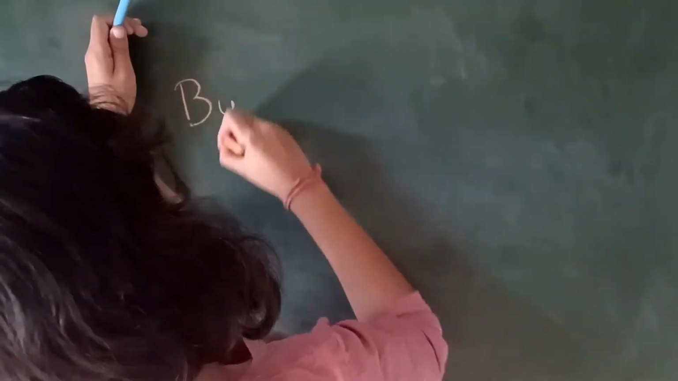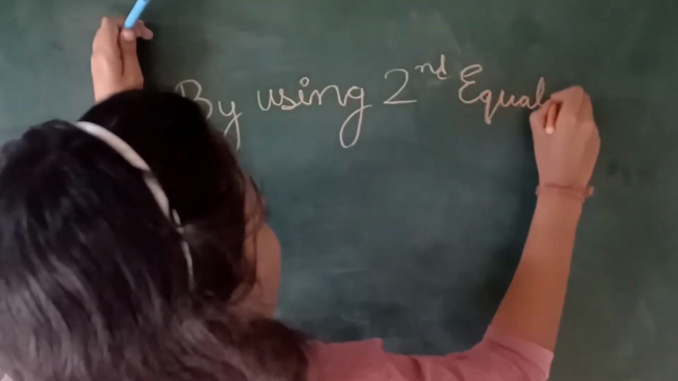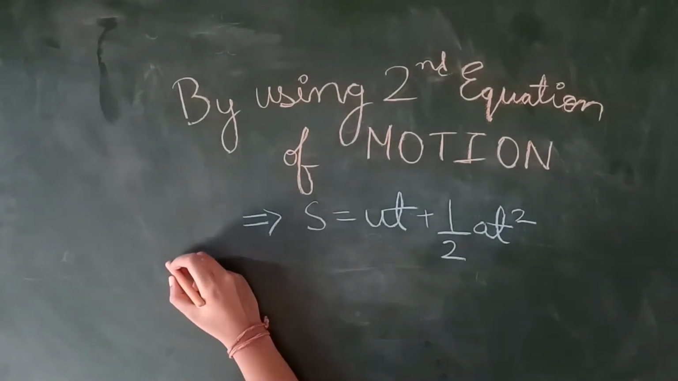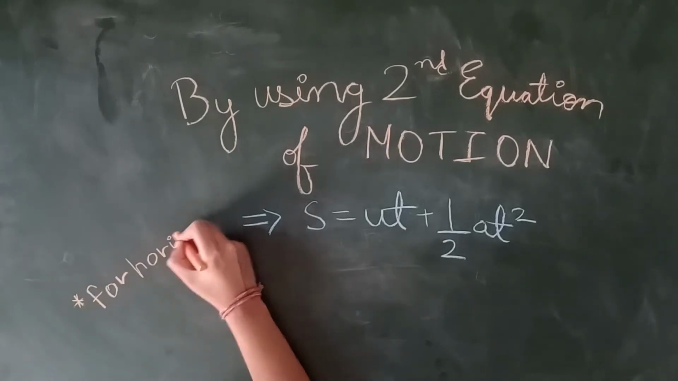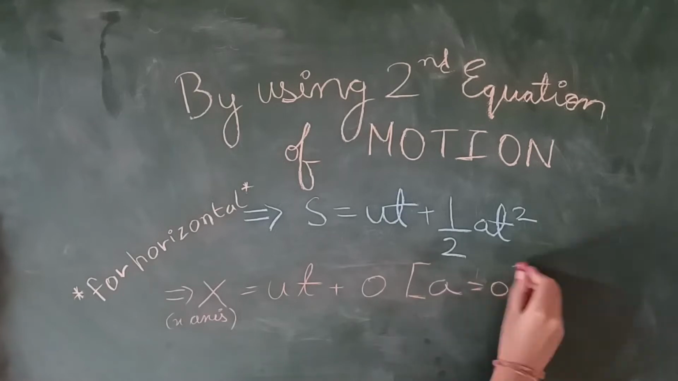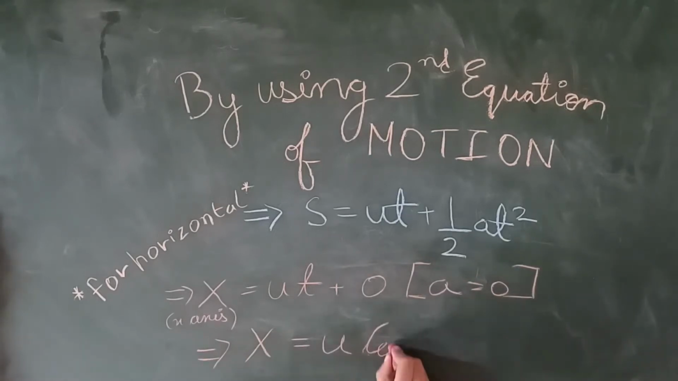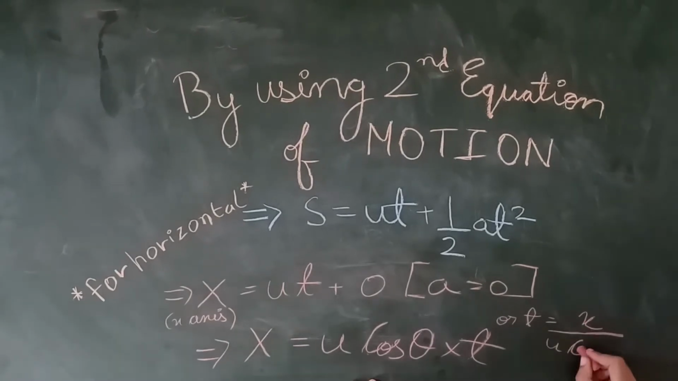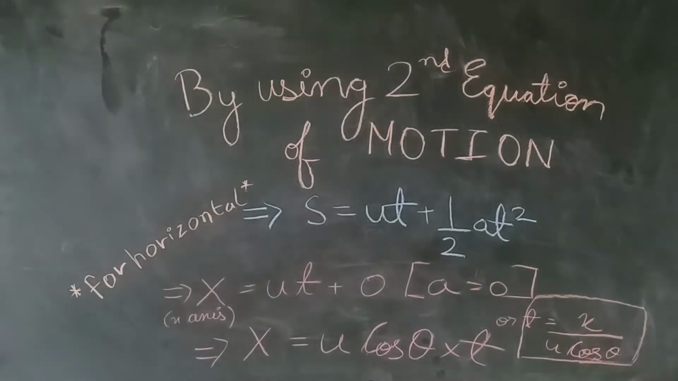And these two motions can be represented mathematically. By using the second equation of motion to find horizontal motion in time t, x is equal to u cos theta times t plus half a t square. Here there is no acceleration horizontally, so a is equal to 0. Then x is equal to u cos theta times t, or you could just write it as t is equal to x upon u cos theta.